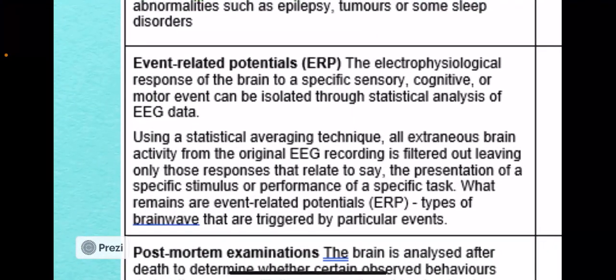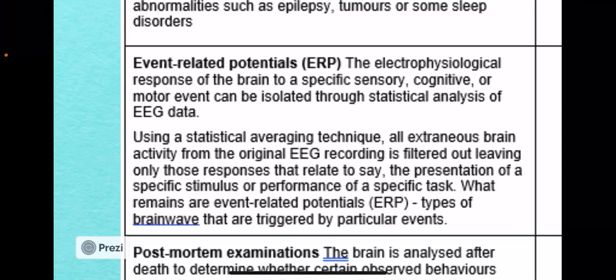Next we have ERPs. ERP, the electrophysiological response of the brain to a specific sensory, cognitive, or motor event, can be isolated through statistical analysis of EEG data. So it's similar to an EEG in terms of the setup. However, you're using a specific stimuli in this.